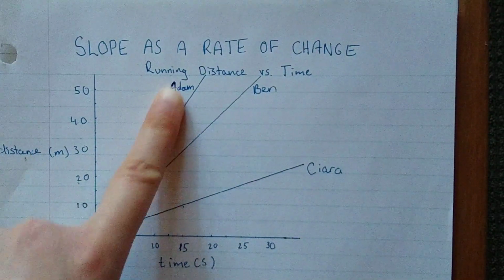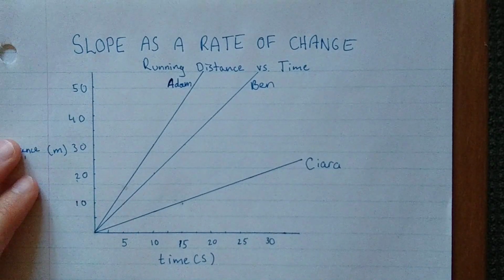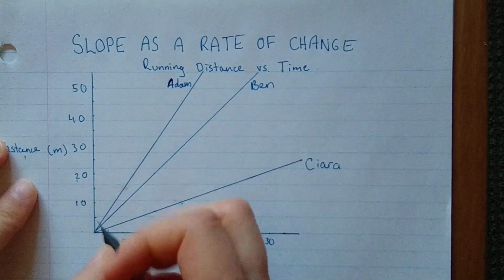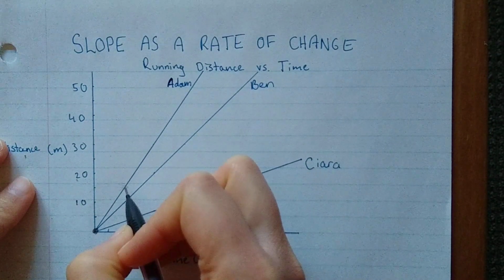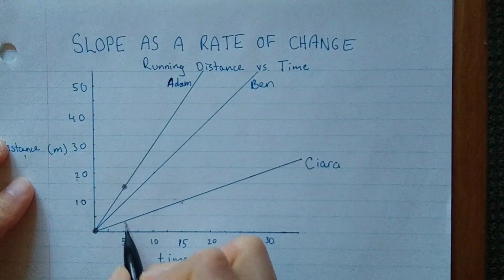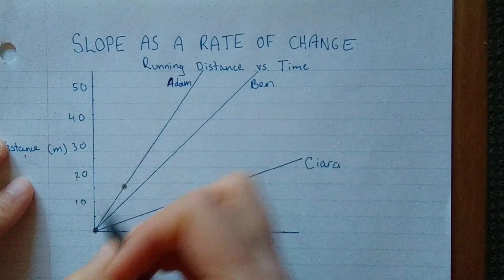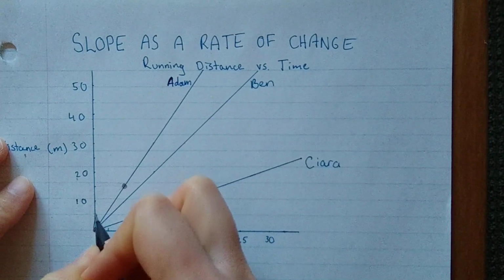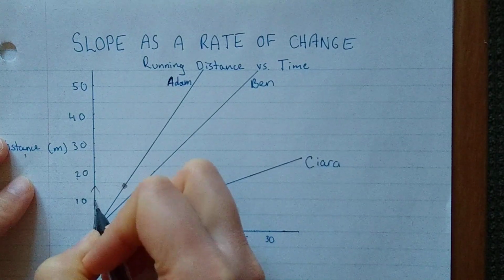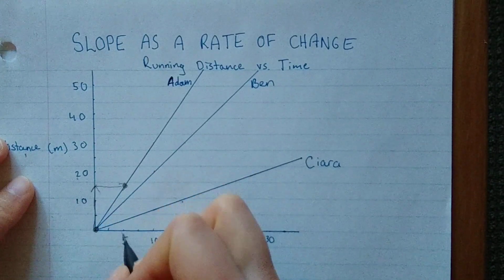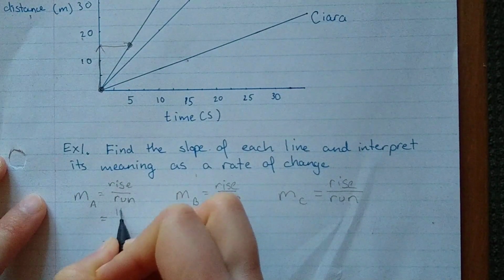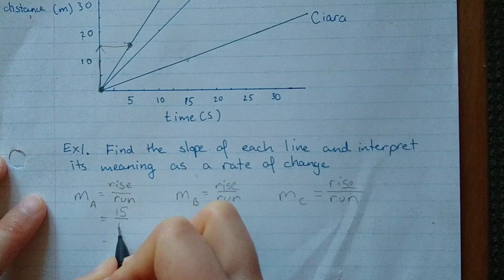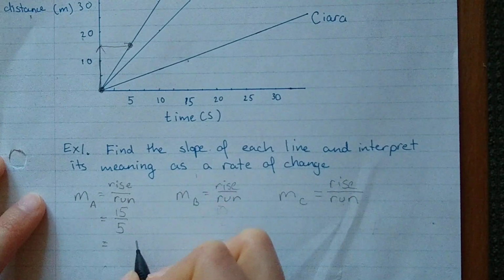So let's have a look first at Adam's line here. This is his running line. And you just pick 2 points. In this case, all 3 lines go through 0, 0. So we'll use that in each case because that's just easy to use. And then here's a point here at 5, 15. So for rise, to get from here to here, you go up. So we're going to go up 5, 10, 15, and then across, what is it? 5. Okay? So our rise over run in this case will be positive 15 over positive 5, which reduces to 3.